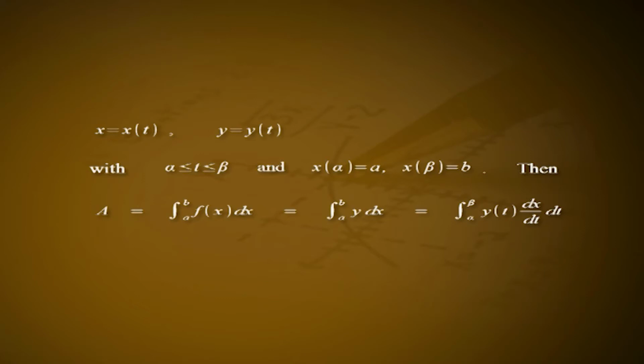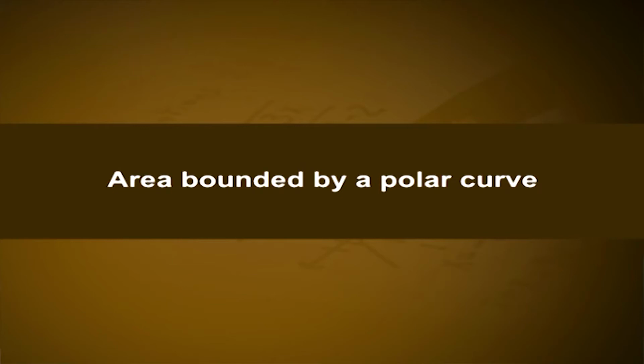Then area A is equal to integral from a to b f of x dx, which is equal to integral from a to b y dx, which is equal to integral from alpha to beta y of t into dx by dt dt. Area bounded by a polar curve.